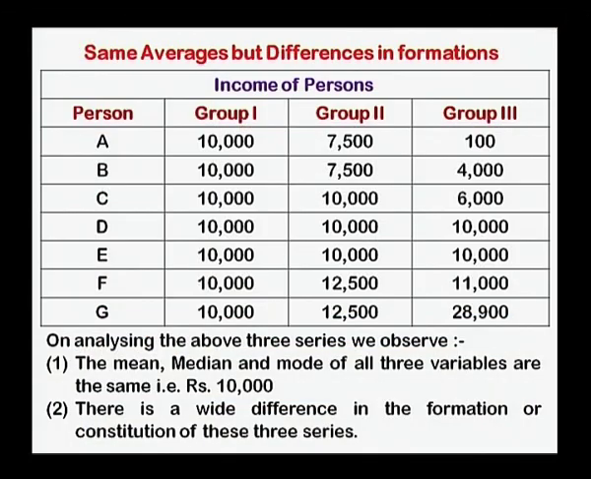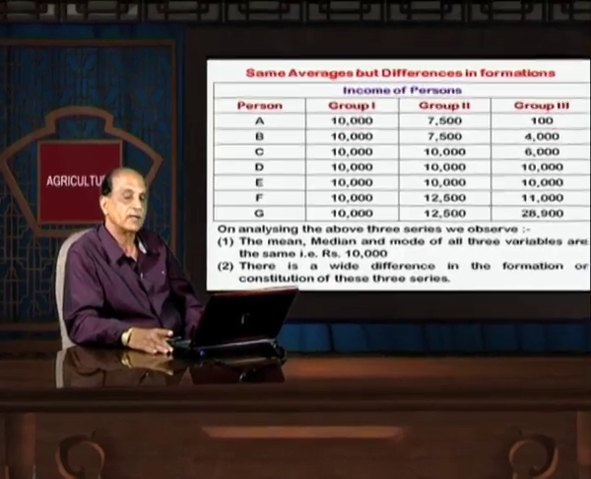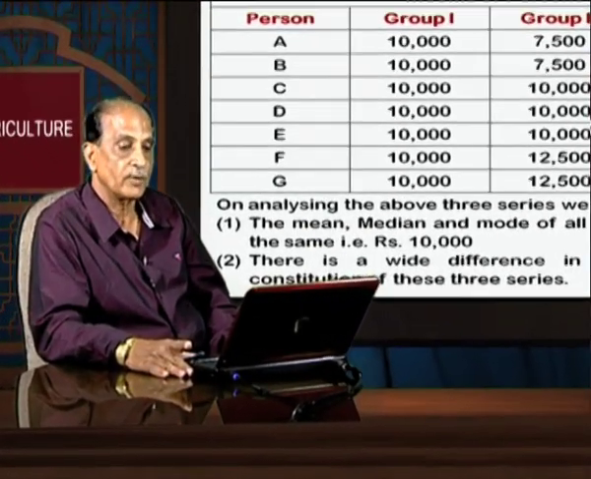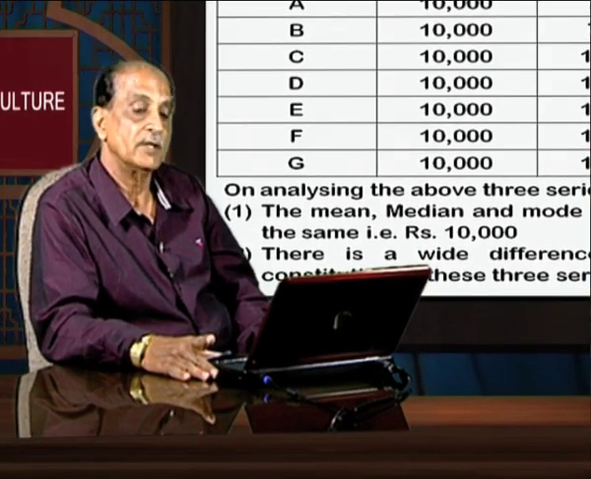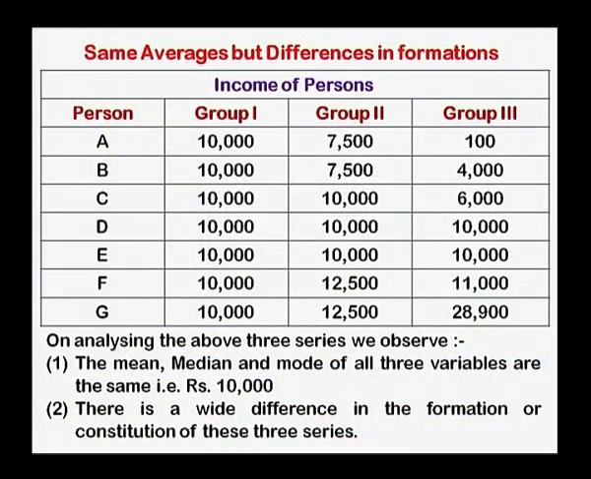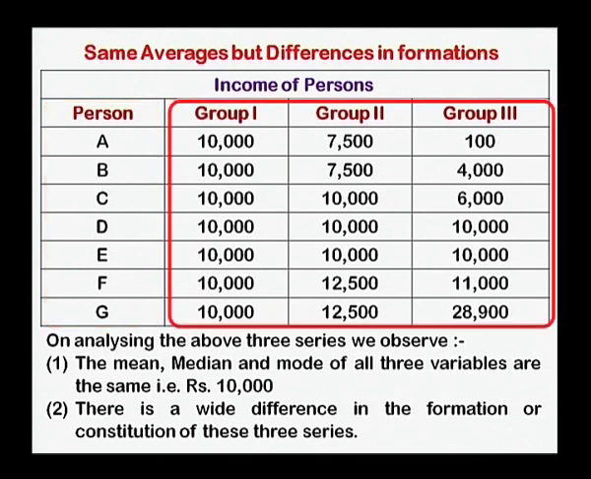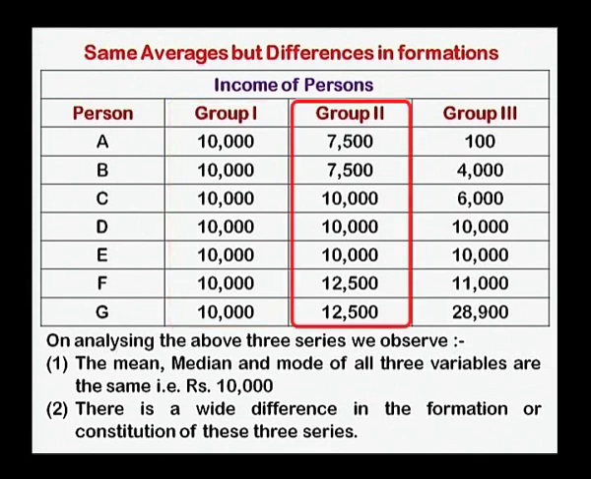Sometimes we get the same average in different series of values, but the construction of the tables is quite different and the variations are considerable. In this example, we have been given 3 groups of the income of persons. Persons are A, B, C, D, E, F and G, and there are 3 groups. In the first group, the income of all the persons is identical, and that is 10,000. But in the second group, the income is definitely quite variable. Initially, we have 7,500 for A and B, but after that there is 10,000, 12,500 and 12,500.